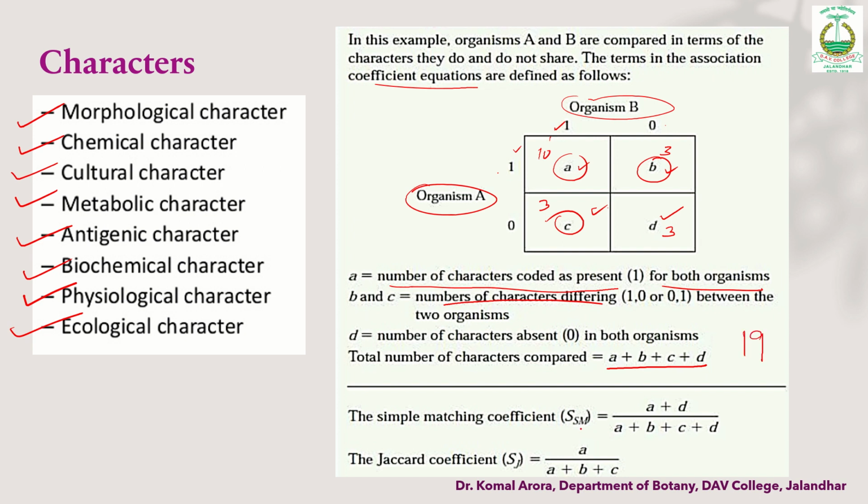Now, the simple matching coefficient, what is that? You will have A plus D. So 10 plus 3 upon the summation of all of these, that is 13 upon 19. You calculate that and this gives you the matching coefficient. The Jaccard coefficient is calculated purely on the basis of the characters which are present in both organisms. That is 10 upon the sum total of those present in either of them or both of them, which accounts for 16. This gives you the Jaccard coefficient. Here we do not consider the characters which are present in none of the organisms under consideration.